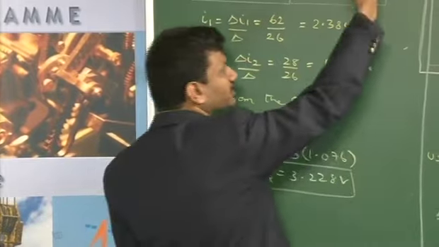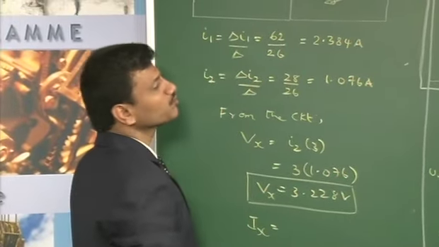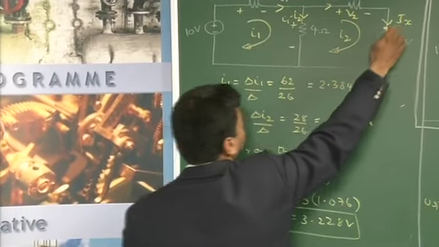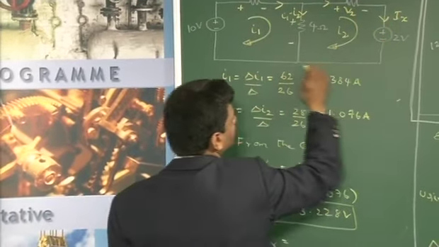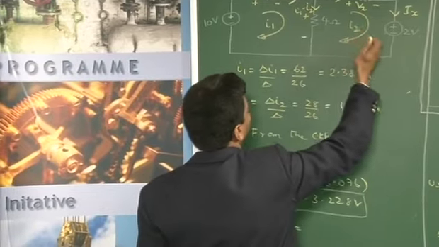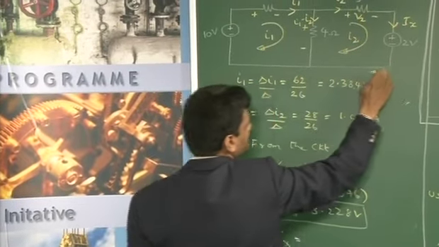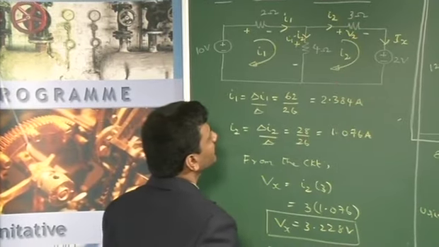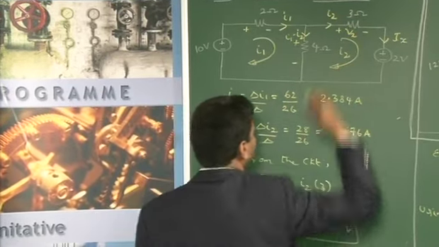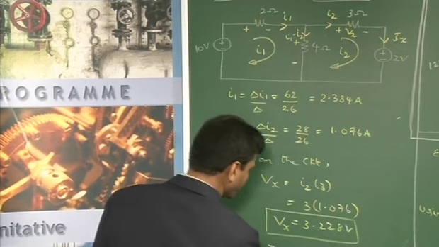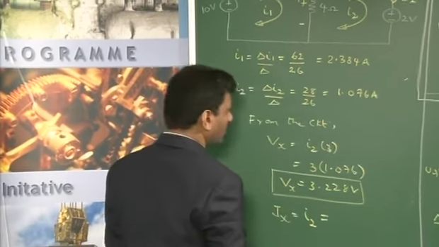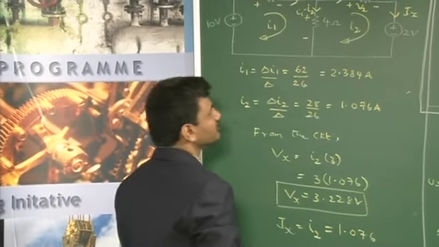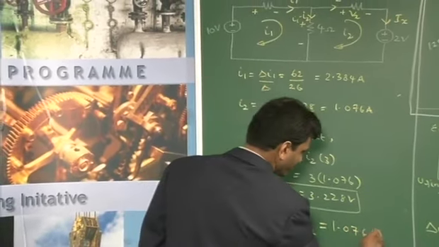And if you want Ix, that is the current of our interest, which is actually entering the positive polarity of the 2 volt source. Ix belongs to only this particular mesh. We have seen that I2 is the current which flows in this arm in this direction. So we can say I2 is in perfect alignment with Ix. So, I can write Ix is in fact I2, which is 1.076 amperes.